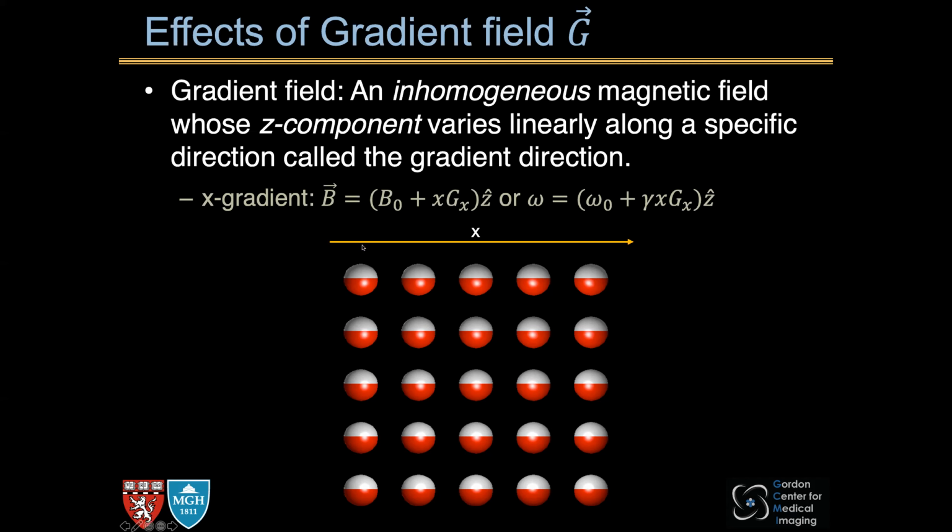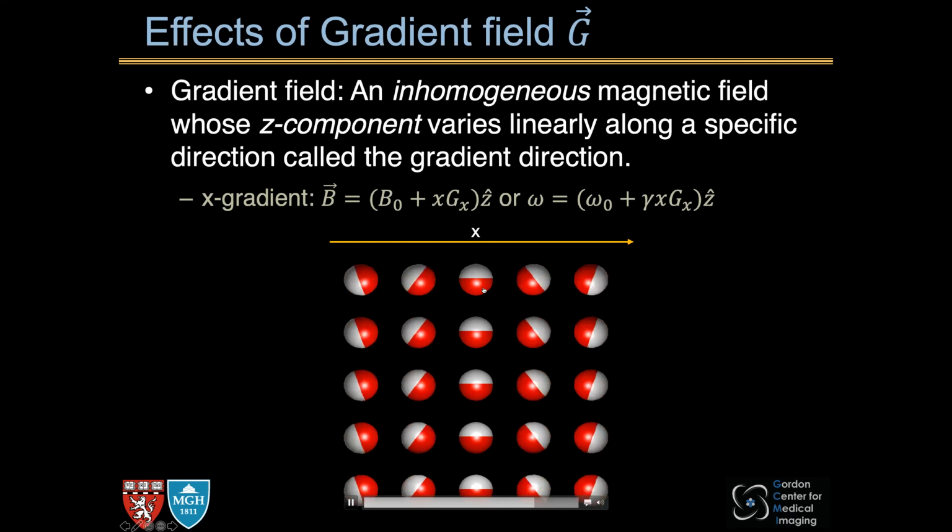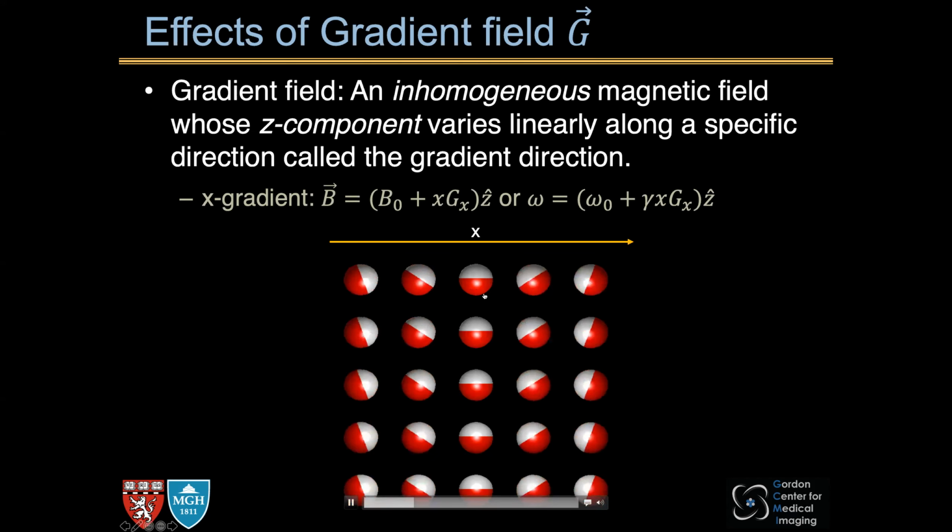It means that the rotation or the frequency of the signal now depends on spatial locations. Here is the animation showing that if we take these spins in the middle as a reference, the spins on the right will rotate faster than those on the left. Okay, so basically by applying this small magnetic field, the resonance frequency of the signal now depends on spatial locations.